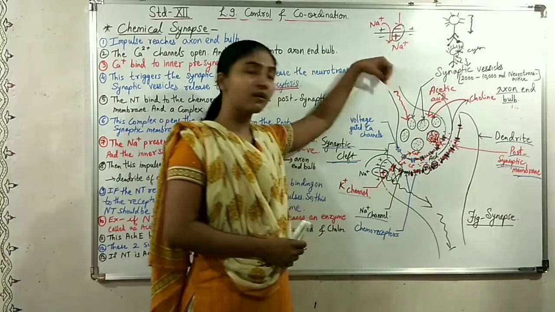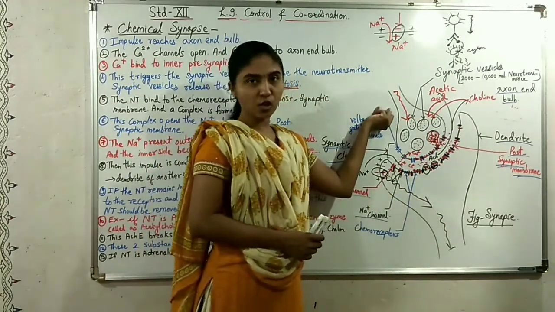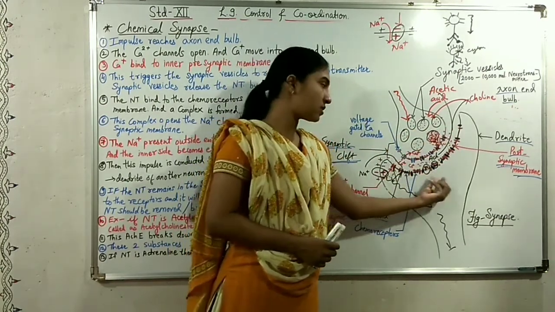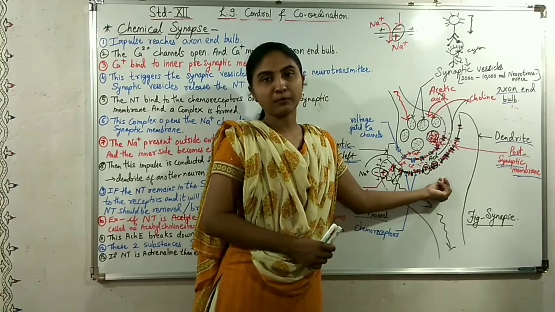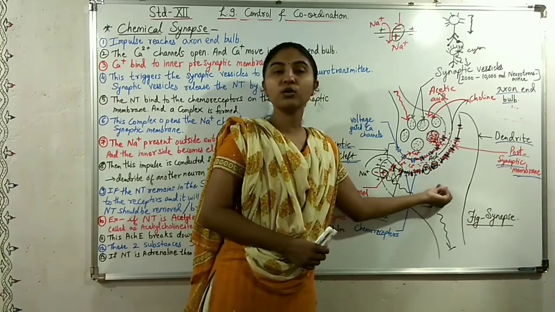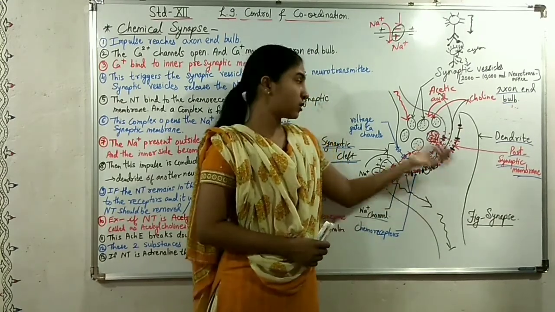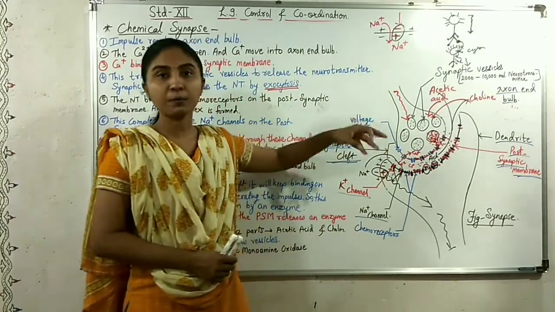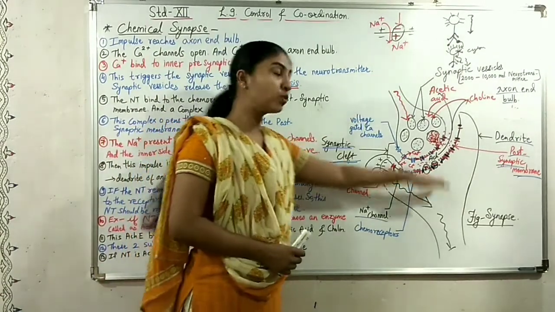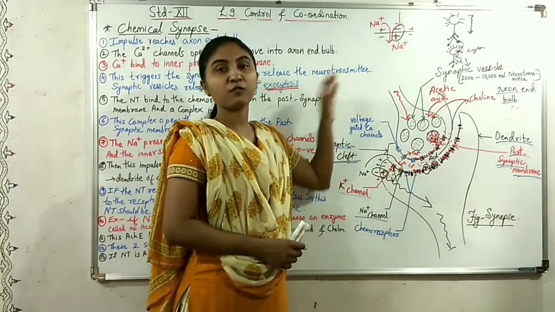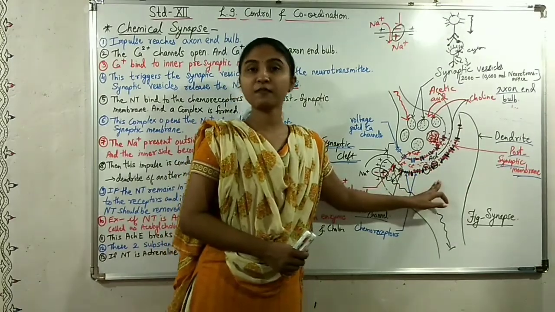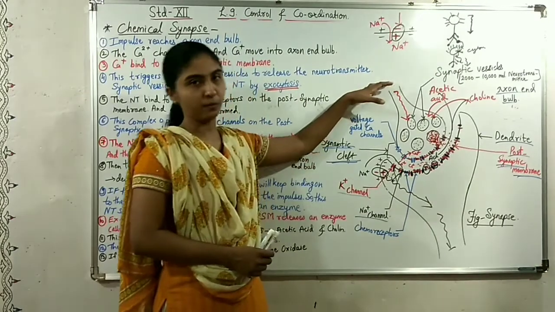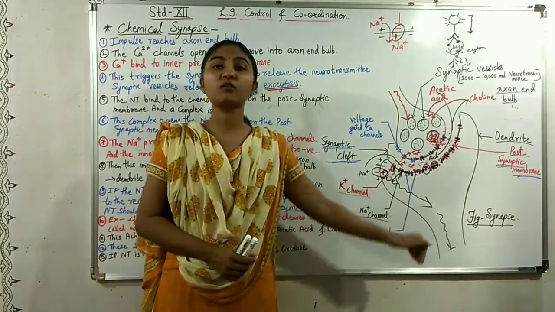This cannot be reversed because there are no receivers on the axon membrane. There are no receivers on the presynaptic membrane. The receivers are only on the postsynaptic membrane. Whereas there is no neurotransmitter in the dendrite. It is only in the axon end bulb. That's why the conduction of the impulse is done from the axon end bulb of one neuron to the dendrite of another neuron. It cannot be reversed from the dendrite to the axon end bulb. So that's why it is a one-way process.